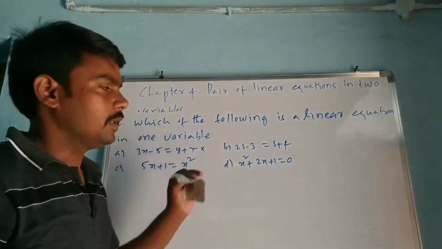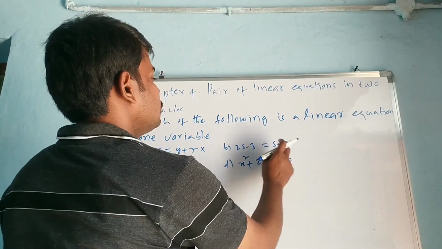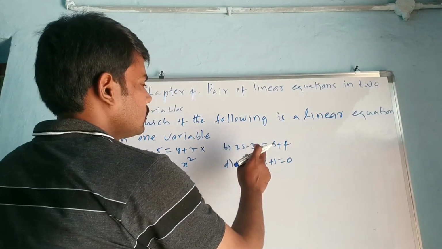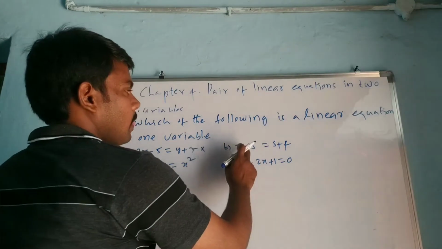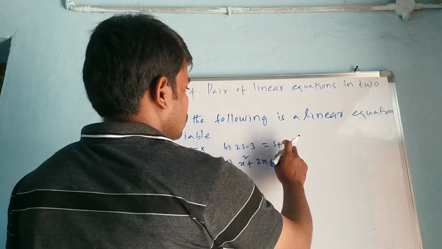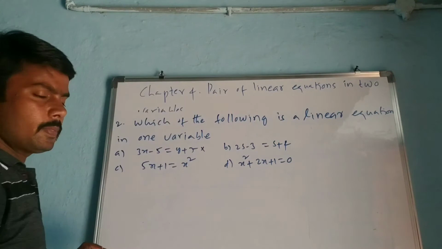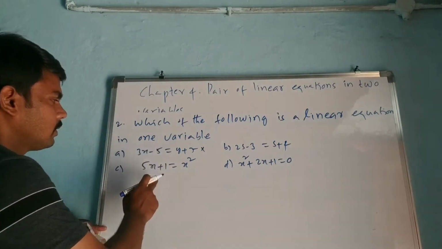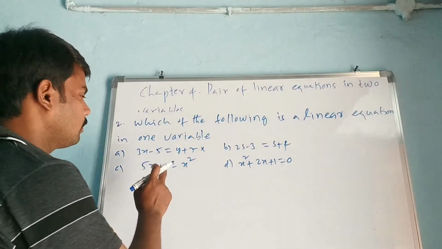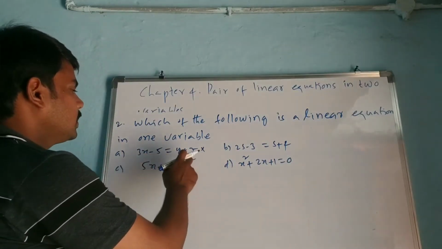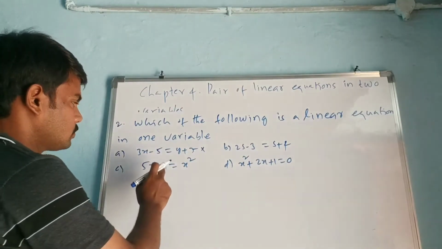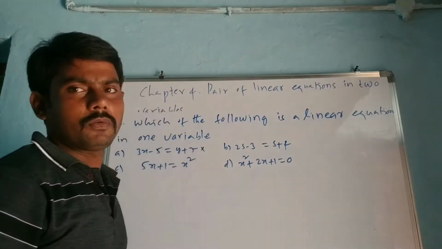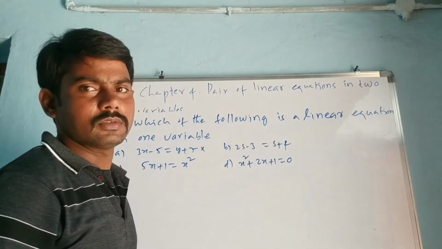Now come to option B, 2s minus 3 is equal to s plus 4. Clearly, this equation consists of only one variable, that is s. Consider this and come to option C, which also contains one variable only, but this is a quadratic equation. 5x plus 1 is equal to x square is a quadratic equation. And come to option D, which is also a quadratic equation, x square plus 2x plus 1 is equal to 0.